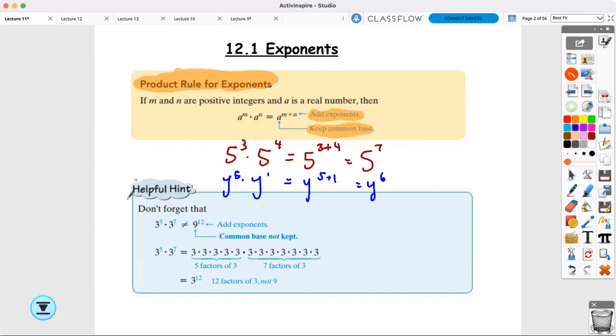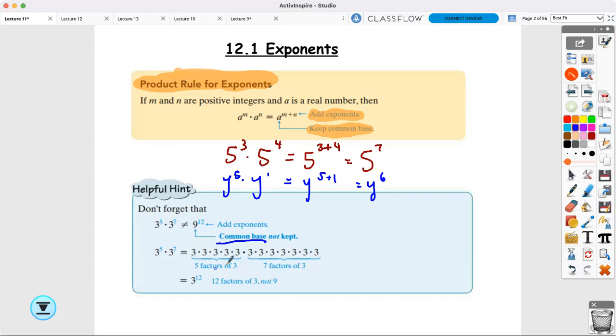Now look at this helpful hint, guys. Don't forget that 3 to the 5th times 3 to the 7th does not equal 9 to the 12th. That didn't keep the common base. They actually multiplied 3 times 3 and got 9. We don't do that. That's not right.